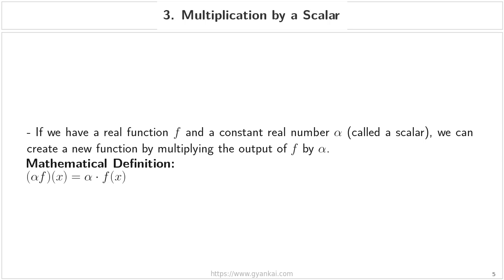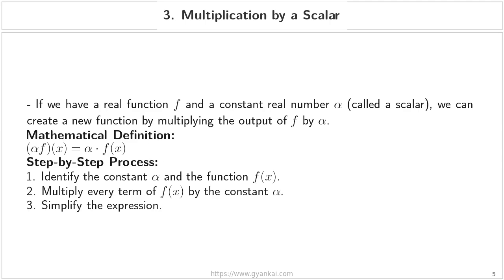To put this into a formal mathematical definition, the function alpha f of x is equal to alpha times f of x. If you are working through a problem, you can follow this simple 3-step process. First, clearly identify your constant, alpha, and your function, f of x. Second, multiply every single term within the function f of x by that constant alpha. Finally, simplify the resulting algebraic expression.